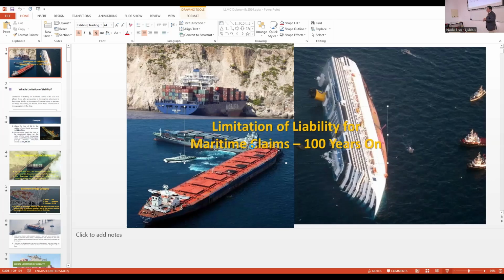So the 1957 convention, or just going a bit before, the 1924 convention brought about a compromise, giving the option to limit based on tonnage or abandoning the ship. In other words, civil law and common law. The 1967 convention focuses already on tonnage. It was a bit more successful than the 24, not as much.